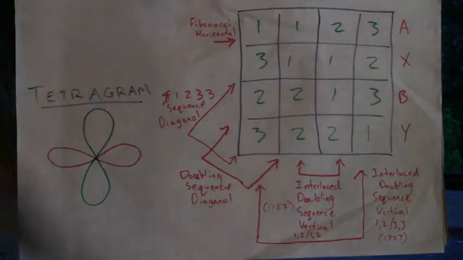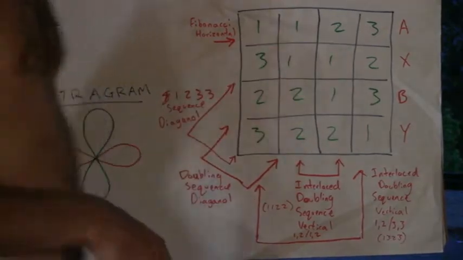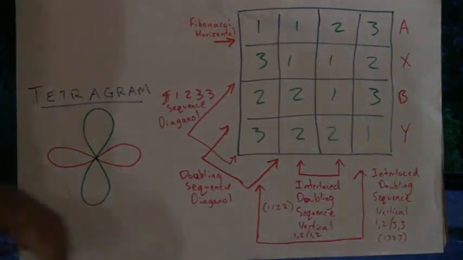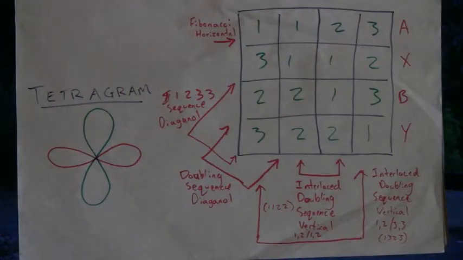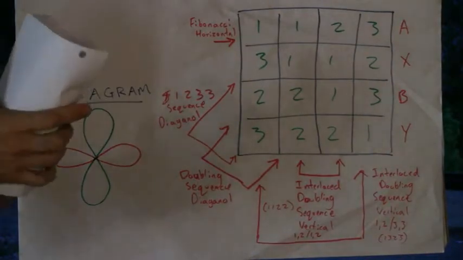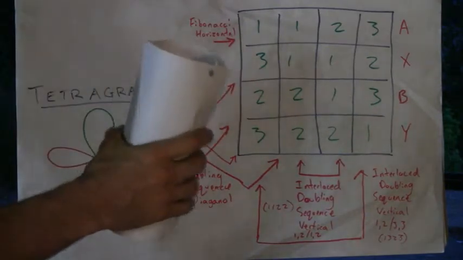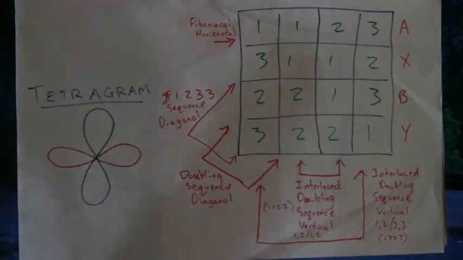And those are the patterns. However, this creates something more when you turn it into a torus. We take that flat sheet, we bend it into a circle, and create a double helix. It's a double helix formation. And then you can take that double helix and bend it into itself, and we have a tetragram.